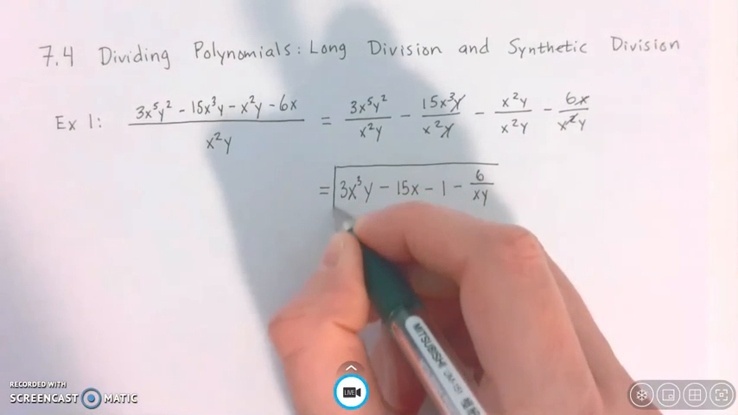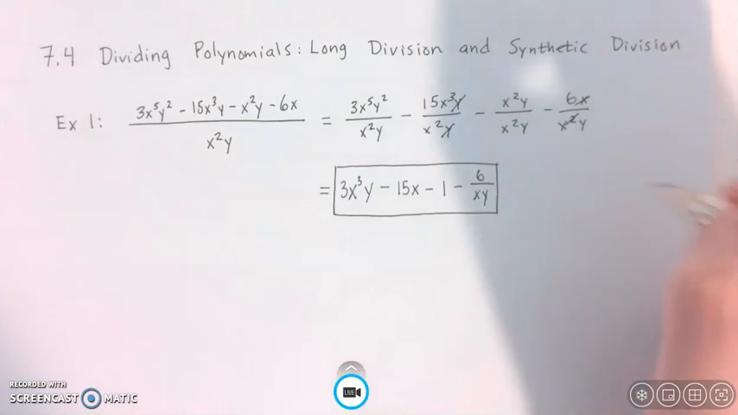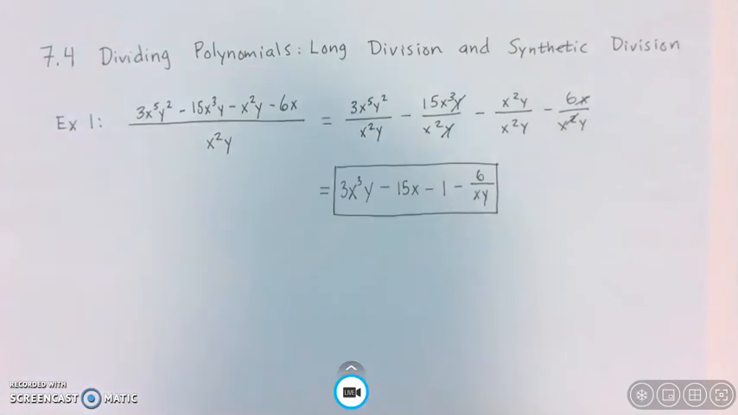That last part is almost like a remainder. You're going to see more of that when we start doing long division and synthetic division, but this is the way that we divide by a monomial.